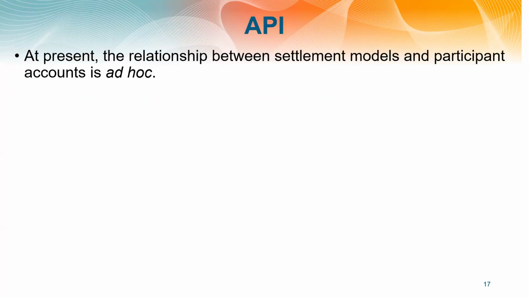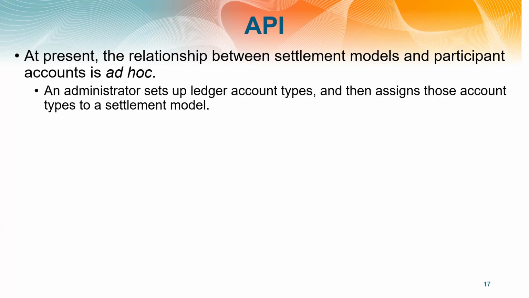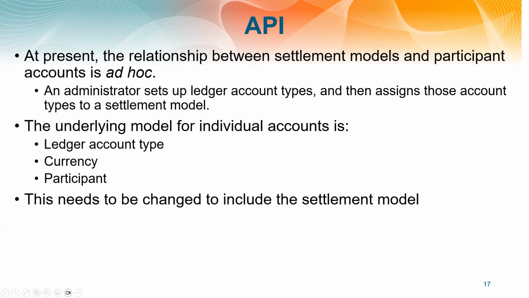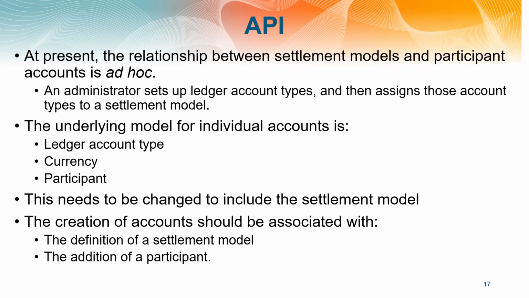Now, at the moment, our relationship between settlement models and participant accounts is an ad hoc relationship. An administrator sets up ledger account types and then assigns those account types to a settlement model. The underlying model for individual accounts has a ledger account type, a currency, and a participant. So we need to change this, I think, to include settlement model.